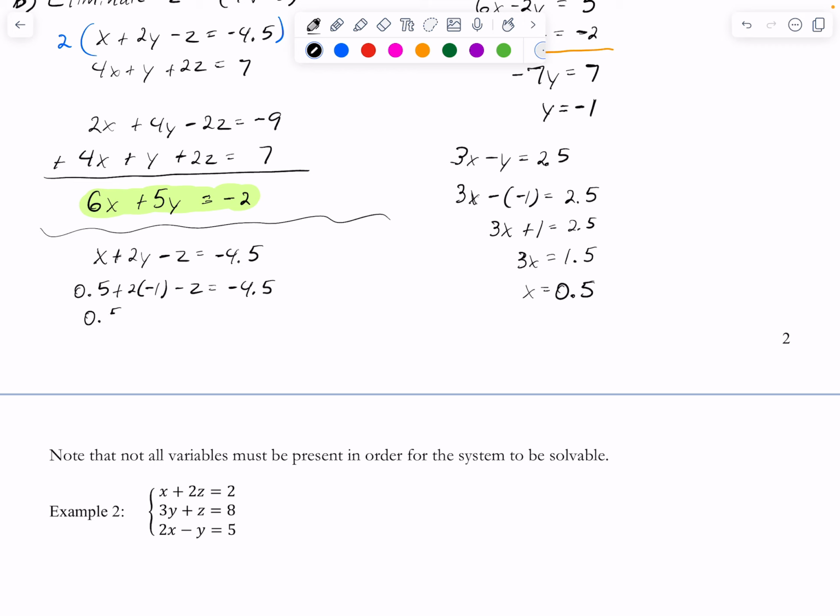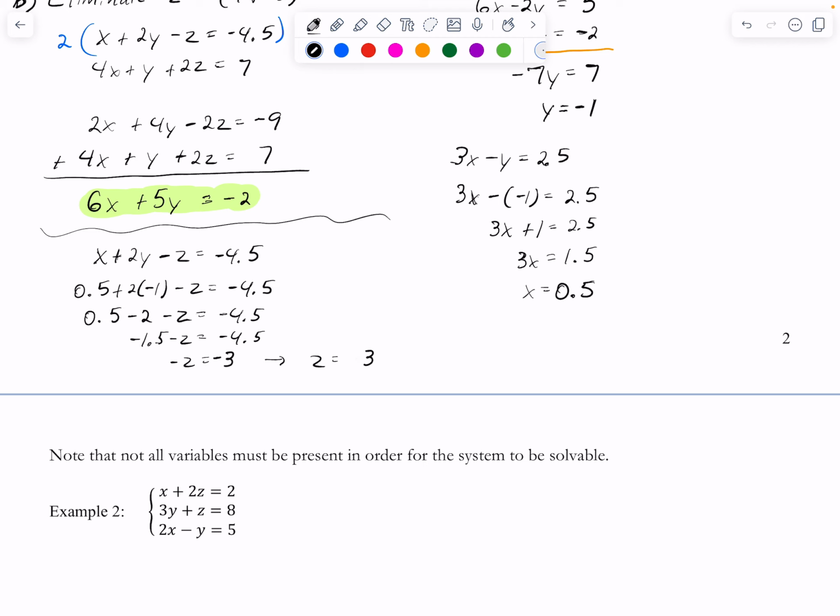So that's 0.5 minus 2 minus z. So 0.5 minus 2 is negative 1.5. Move that over with addition. Negative 4.5 plus 1.5 is going to be negative 3. So z equals negative 3. I think I did something wrong. Oh no, that should be negative 3. My bad. There we go. I did do something wrong. That should be positive 3.